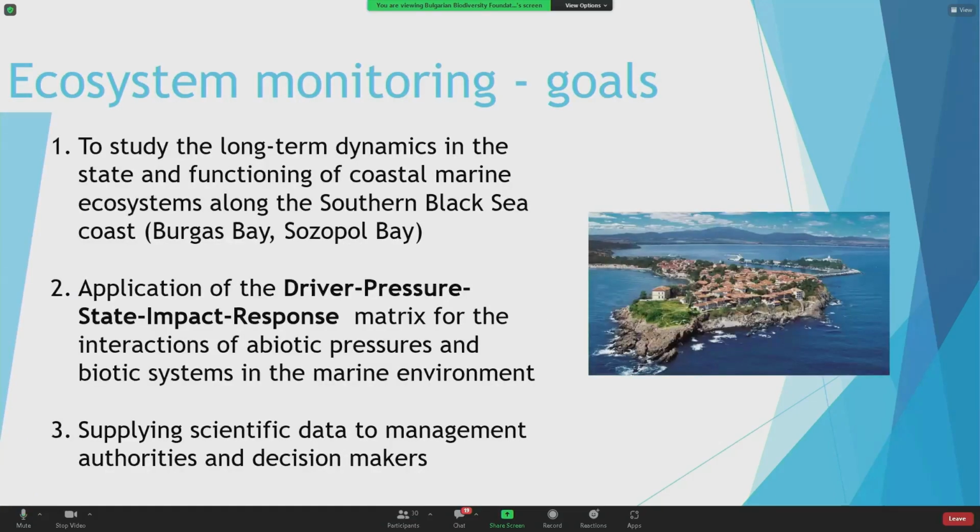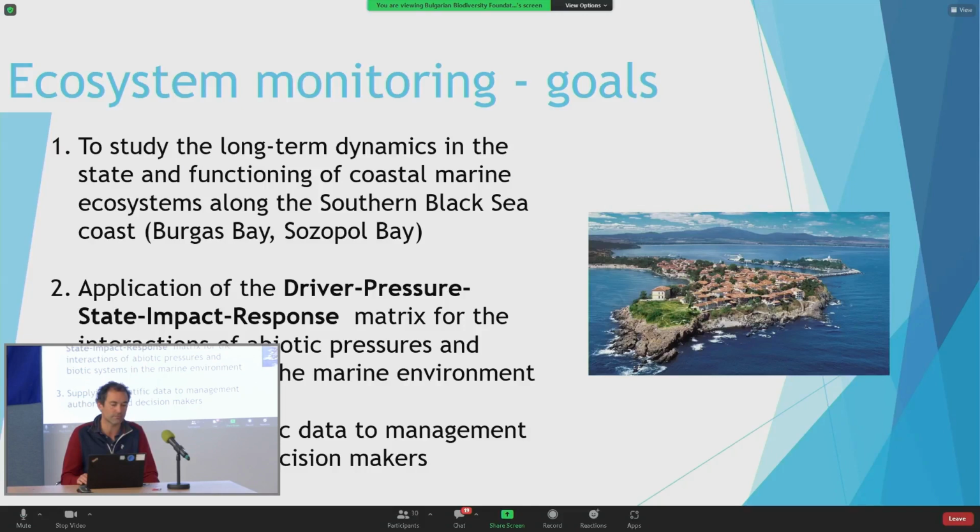Our laboratory is located in Sozopol, which is south of here for those who don't know the area. It has been operating for over 30 years now, and its main focus is work on the coastal zone of the Burgas Bay and Sozopol Bay. Our monitoring and research is focused on the driver-pressure-state-impact-response matrix, which follows the impacts of biotic and abiotic pressures on the ecosystems in the marine environment. The data that we create is provided to management authorities and decision makers for the actual management of the coastal ecosystems on the southern Bulgarian coast.